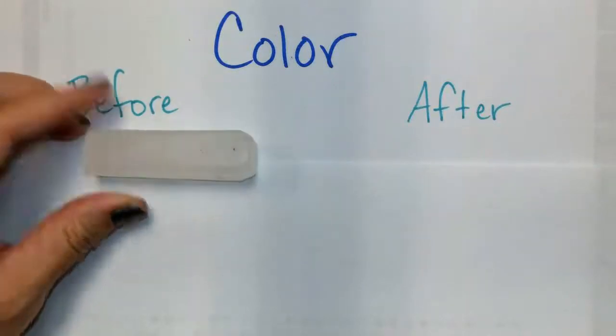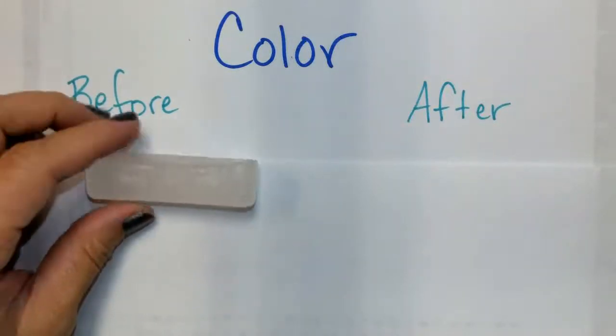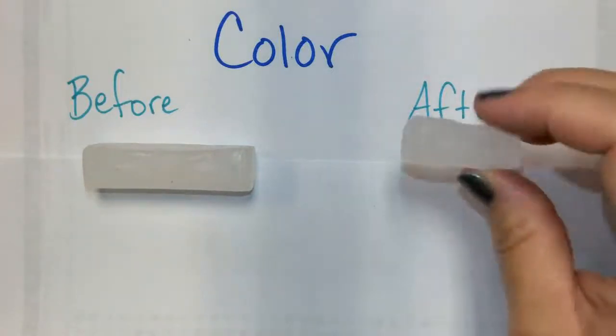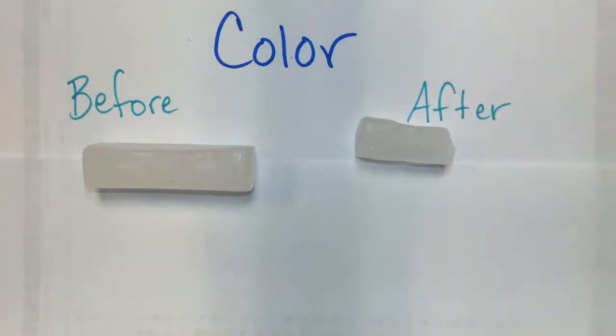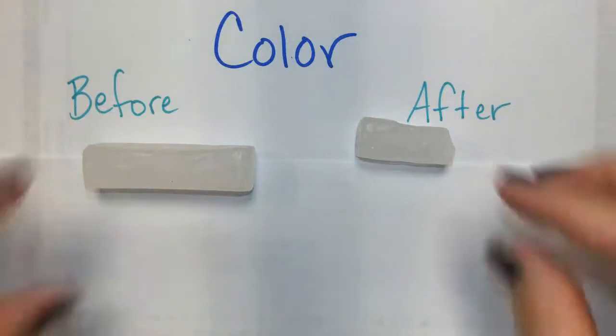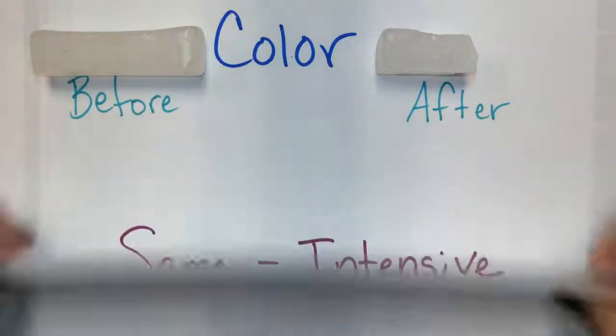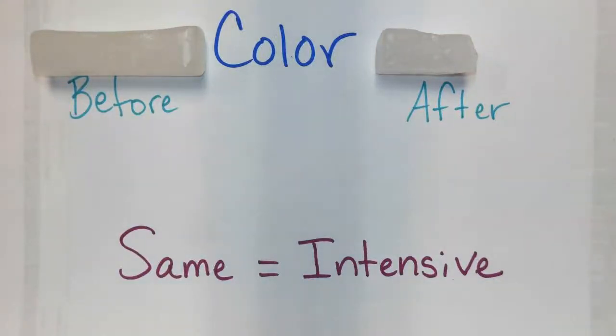Okay, let's take the wax again, for example. Here is before, and the color of it, besides it being a little bit dirty, is basically a white color. And then if I were to cut it in half, does the color change? No, it still has the same color. So since the color is the same even after I cut it in half, then color is an intensive property.